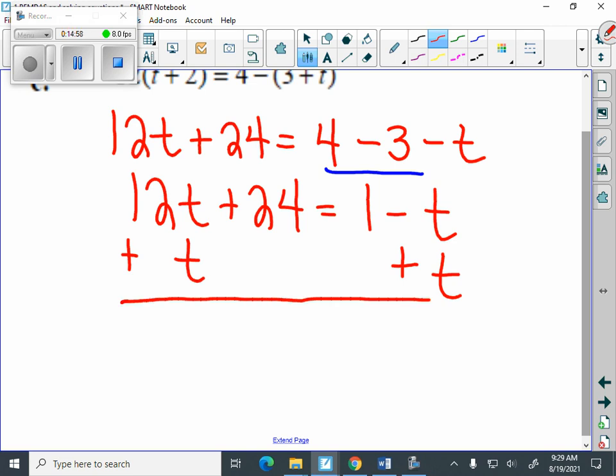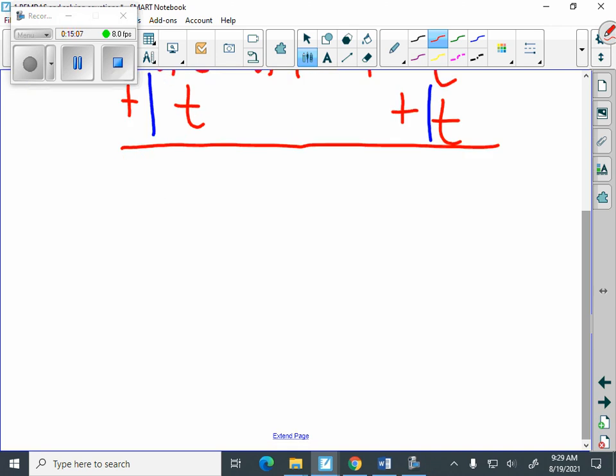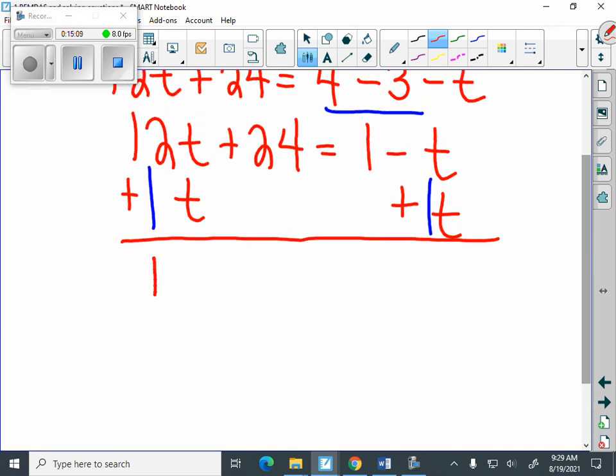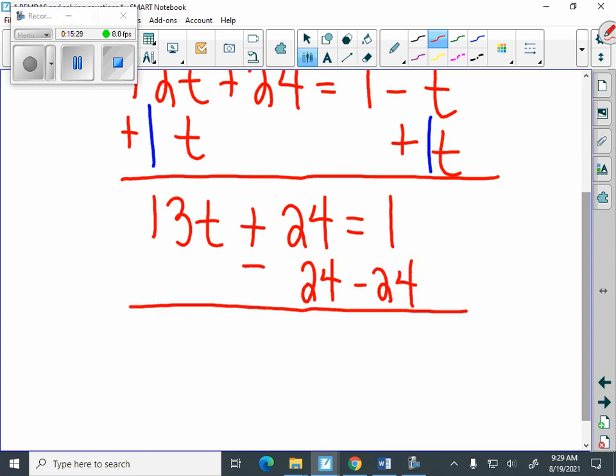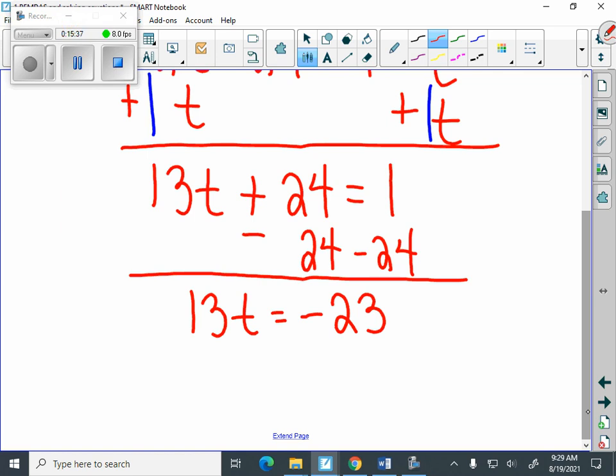And if you need a reminder here, this is 1t. So what we end up with then is 13t plus 24 equals 1. Again, we're trying to figure out what t equals, so we're going to subtract 24 from both sides. We get 13t equals negative 23, 1 minus 24.